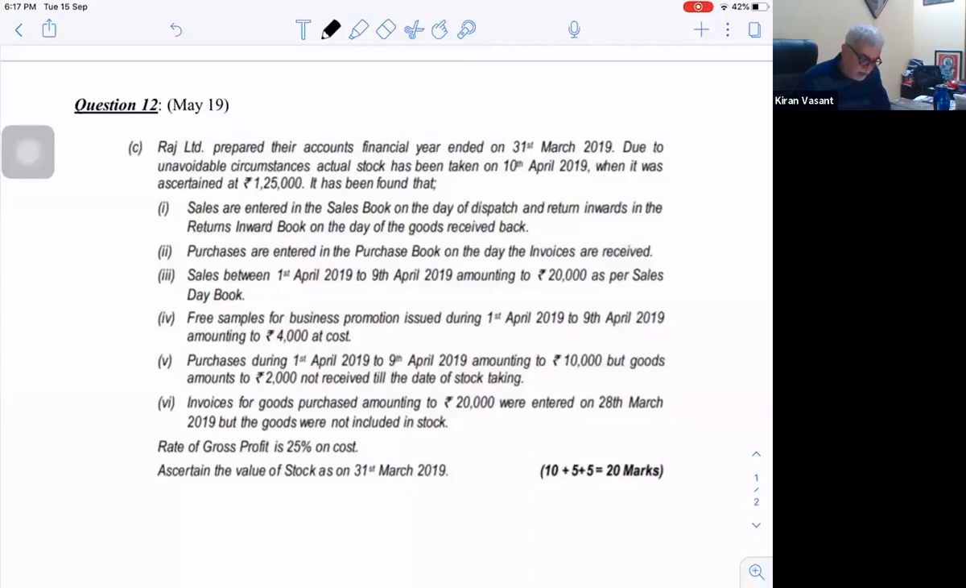All right, now what are we doing? We have been given the stock as on 10th April. But we want to know what was the stock on 31st of March. We go 10 days backwards. The stock on 10th April was 1,25,000. Now look at point number 3. You have made sales in those 10 days of 20,000. If you had not made those sales, your goods would have increased.